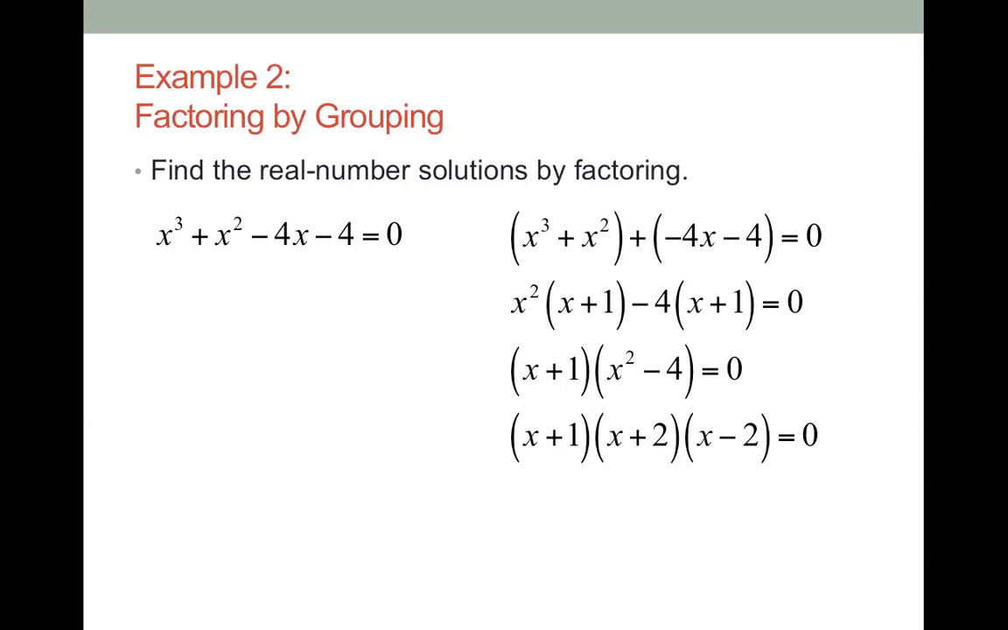So now I have three factors being equal to 0, and I need to set each of those factors equal to 0 to find my possible solutions. So x plus 1 equal to 0 gives me negative 1, x plus 2 set equal to 0 gives me negative 2, and x minus 2 set equal to 0 gives me 2. So my three possible solutions are negative 1, negative 2, and positive 2.